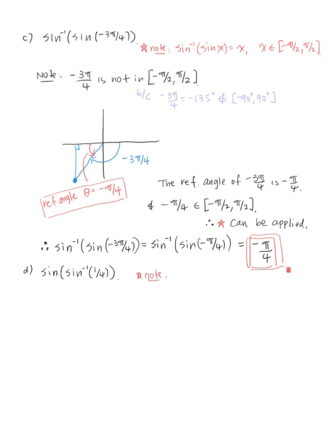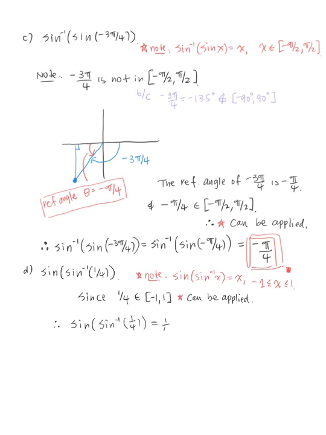Sine inverse of x equals x only if x is between negative 1 and 1. So I think this problem is pretty straightforward. Now since 1/4 is inside of negative 1 to 1, star can be applied. Therefore, sine inverse of 1/4 is just going to equal 1/4.